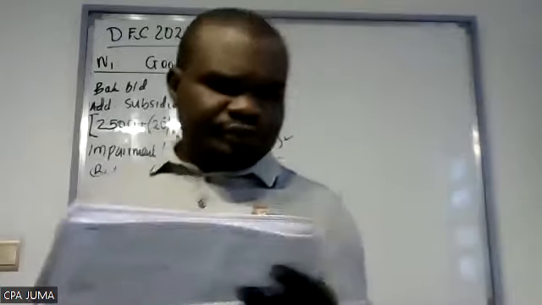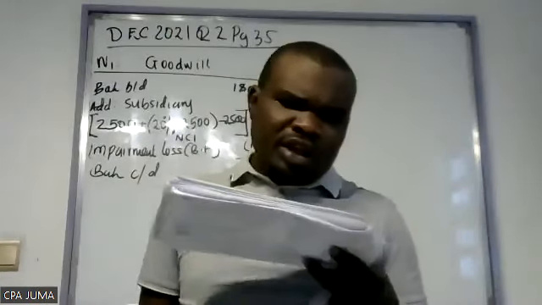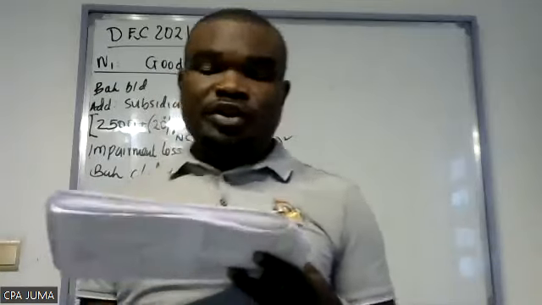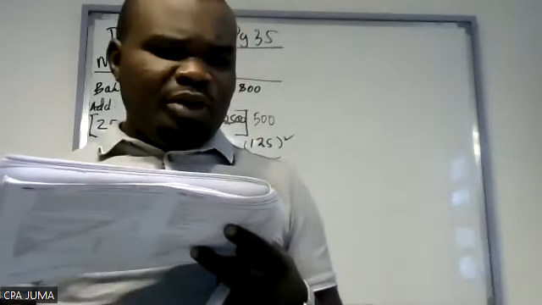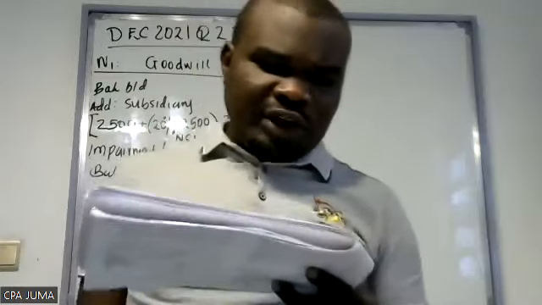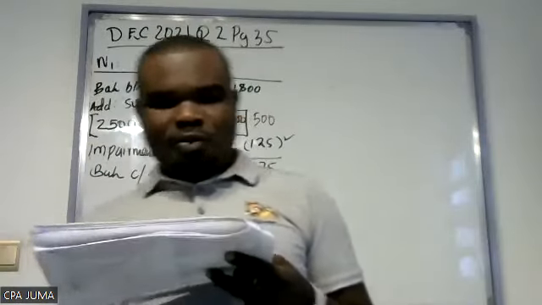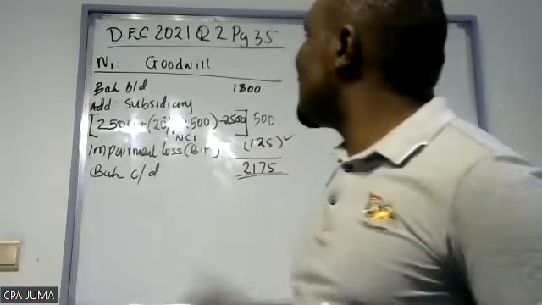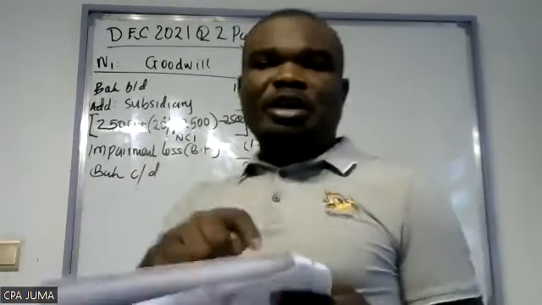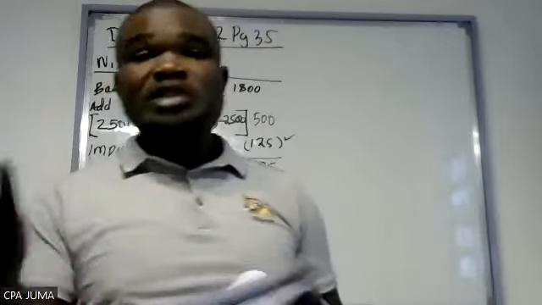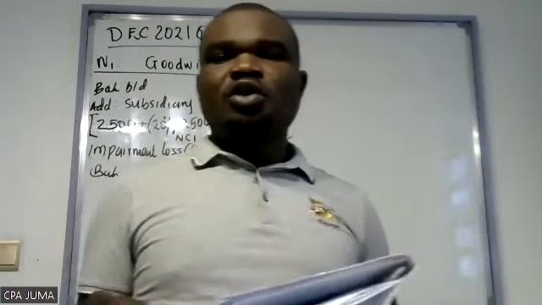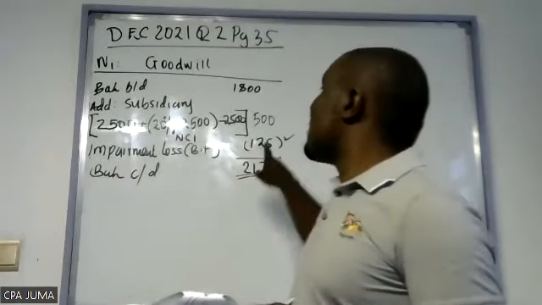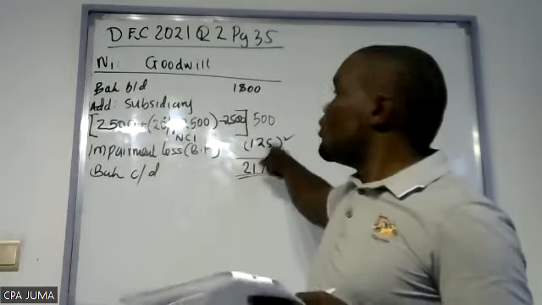Note two says, depreciation charged during the year amounted to 1240. So depreciation has been given and an impairment loss of 535 million was recognized on property. Do not confuse that impairment of 535 with the 125 we got earlier. The impairment they are talking of here is on property. Property can also be impaired. So don't confuse the two. We have impairment on property of 535, but this is impairment on goodwill, 125.